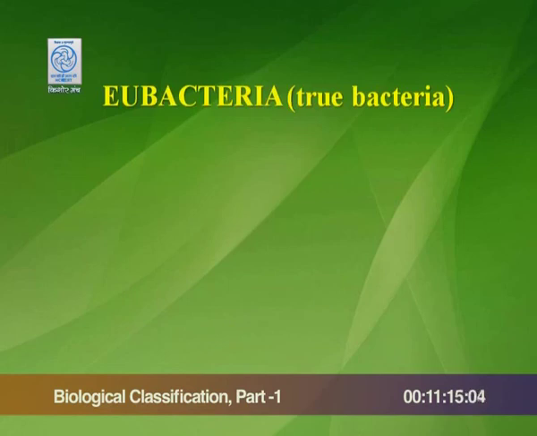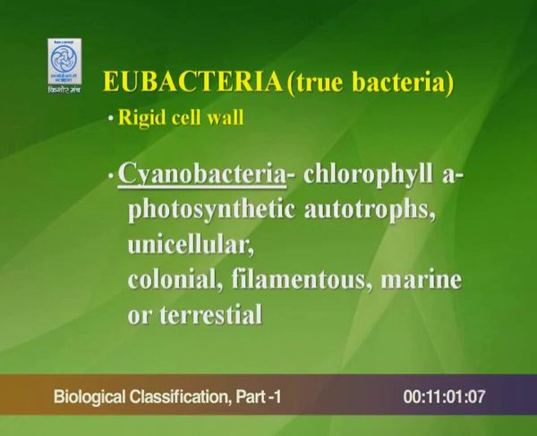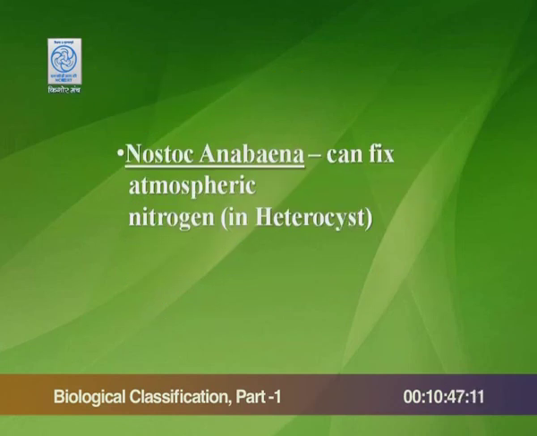Eubacteria, they are the true bacteria. They have a rigid cell wall. Cyanobacteria, Nostoc, Anabaena are all included under this. Cyanobacteria have chlorophyll a. They are photosynthetic autotrophs, unicellular, colonial, filamentous, marine or terrestrial. Nostoc and Anabaena can fix atmospheric nitrogen in specialized cells called heterocysts. They have a mucilage sheath around their colony as well.